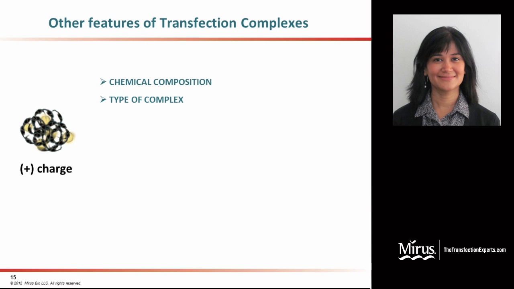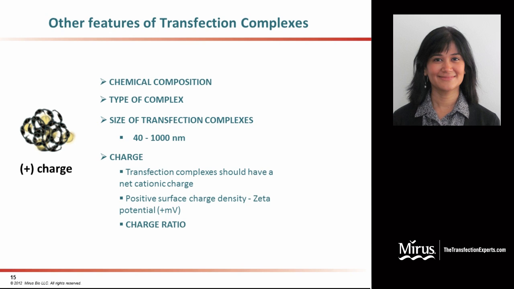Now that we have seen how important the chemical composition and the type of complexes can be in deciding how efficient or toxic the transfection reagent is, there are also other features of transfection complexes that need to be considered for efficient transfection. One such parameter is the size of transfection complexes. It can range from anywhere between 40 to 1,000 nanometers. With our reagents, we have typically seen this to fall in the range of 300 to 500 nanometers. Keep in mind that either very small transfection complexes or very large transfection complexes are not very efficient at uptake by the cell.